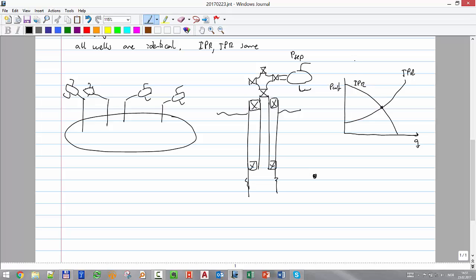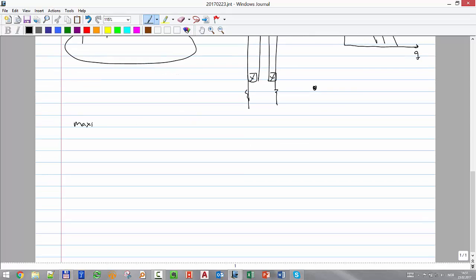But this IPR, if you remember the equation, QG equals C, PR squared minus PWF squared, to the power of N. What is the thing that is changing with depletion? Reservoir pressure, right? So we can say that the IPR will change like that when reservoir pressure goes down. So I can say also that the intersection rate will go down with reservoir pressure. The maximum rate from the well will go down with reservoir pressure.